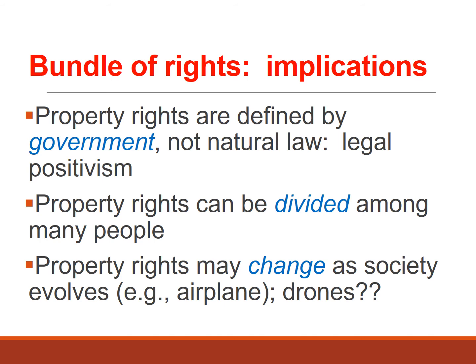Property rights also may change as society evolves, because if property rights are defined by the government, then the government can change the definition of property, or the rights that go along with property. So, for example, once airplanes were invented, there had to be a limitation on how much airspace was considered as property of the landowner. If we considered it private property, then airplanes would never be able to fly through the airspace.